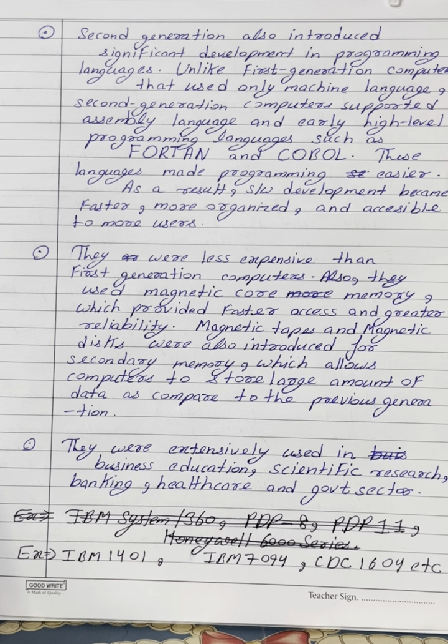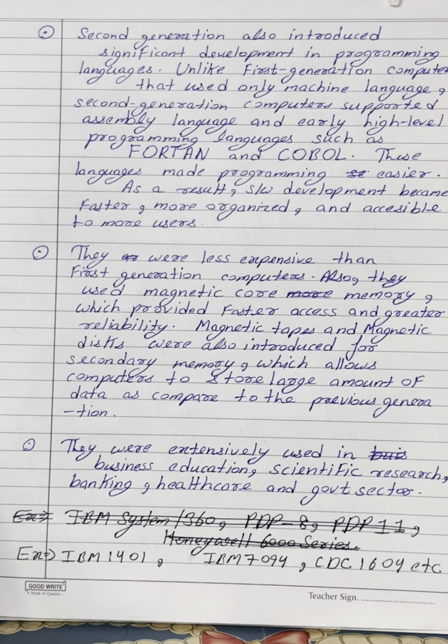Second generation computers also introduced significant development in programming languages. Unlike first generation computers that used only machine language, these second generation computers supported assembly language and early high level programming languages such as FORTRAN, which stands for formula translation, and COBOL, which stands for common business oriented language. These languages made programming easier because programmers no longer had to write complex binary instructions manually. As a result, software development became faster, more organized, and accessible to more users.